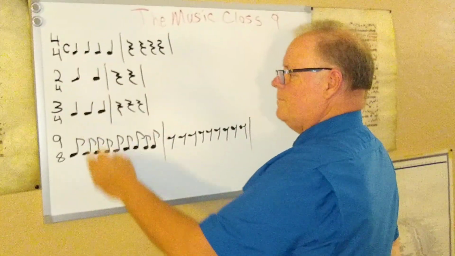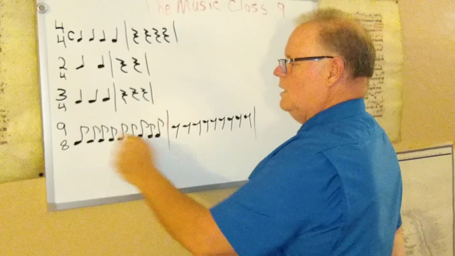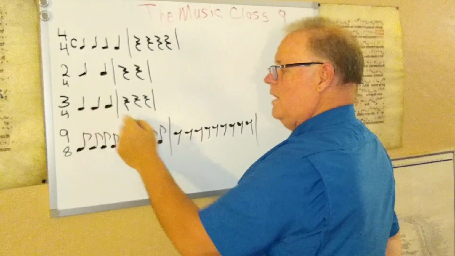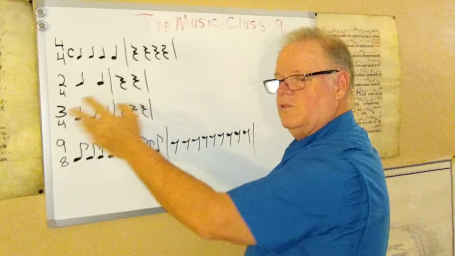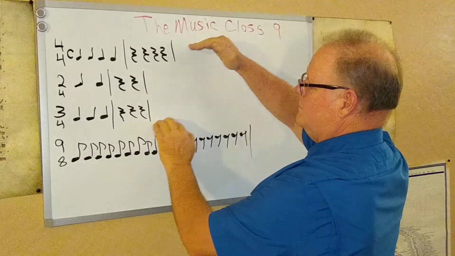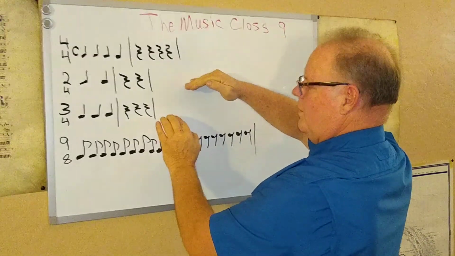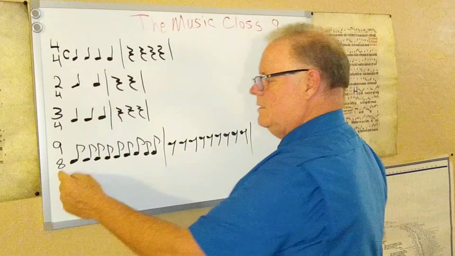I can use a half note and a quarter note, a half rest and a quarter rest. I can use 6 eighth notes, 6 eighth rests. I can use any one of those values. Okay, now these are pretty common. 4, 2, and 3. Let's get into one that's a little bit more complicated.